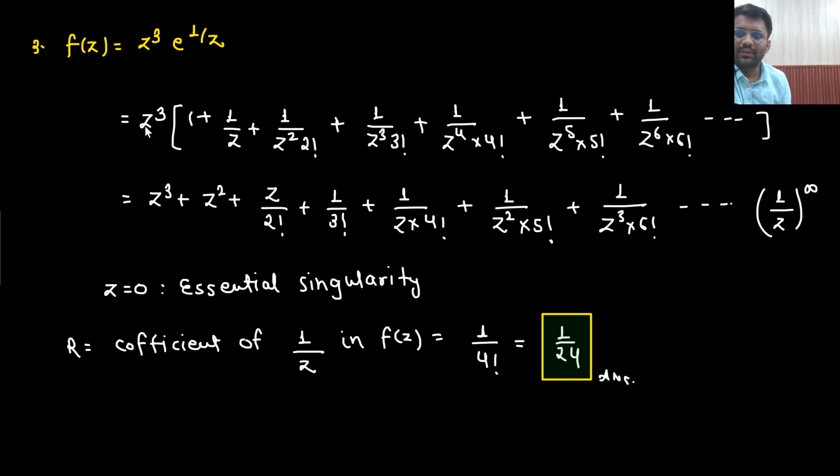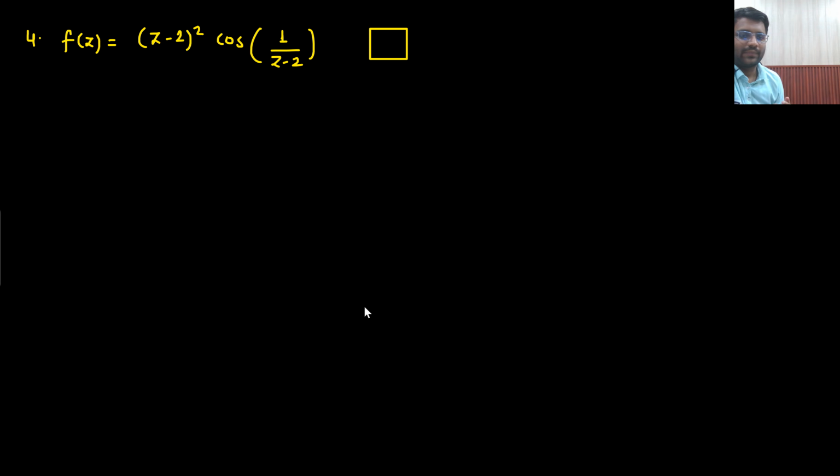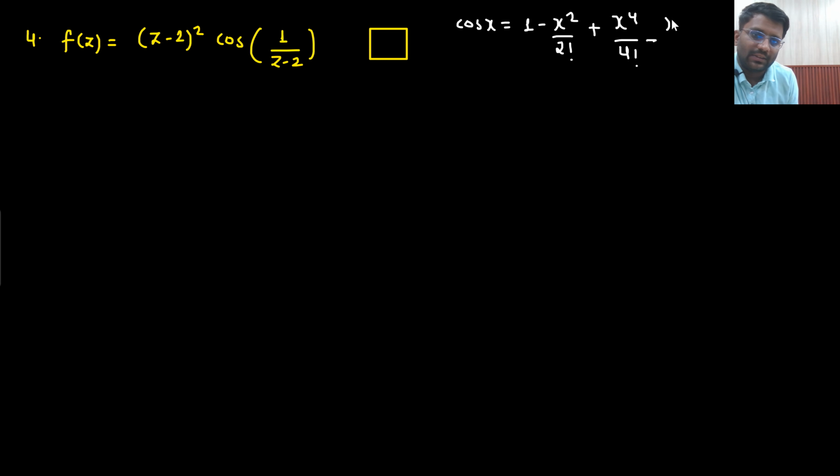Okay, well and good. So yeah, next question, try doing it on your own. As of now, I am not able to understand anything, but I can do the expansion. cos of 1 by z minus 2. Do you remember the expansion of cos x? It is 1 minus x square by 2 factorial plus x to the power 4 by 4 factorial minus x to the power 6 by 6 factorial, and it will keep on going. So do it.